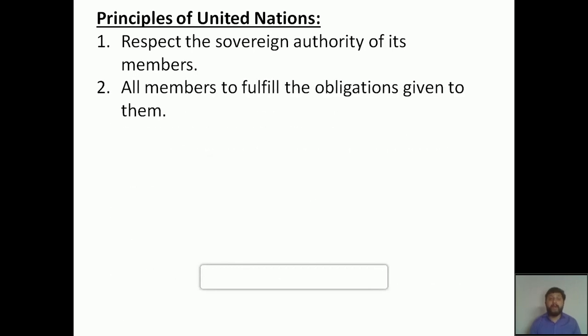Second one, all members to fulfill the obligations given to them. If United Nations is asking for help from a particular country, the country has to fulfill it. If United Nations is asking for help from India or from America or from Britain or from Japan or Germany, any nation, if that country is a member of United Nations, it has to fulfill the demand or the help asked by the United Nations.